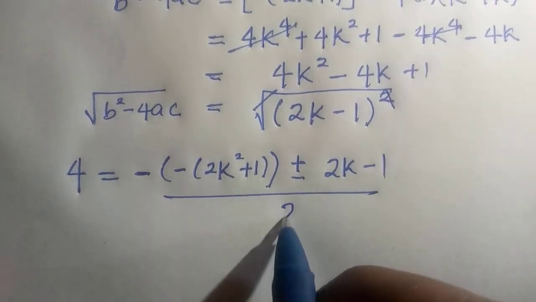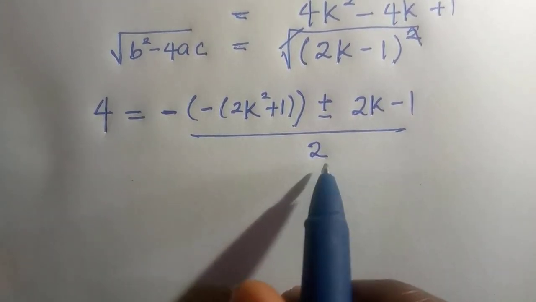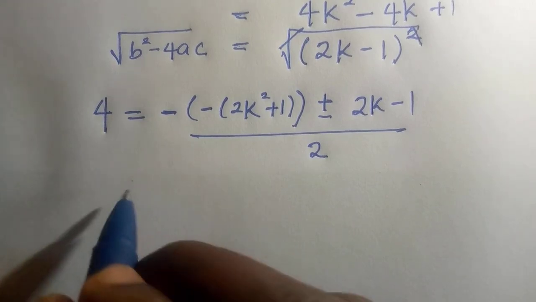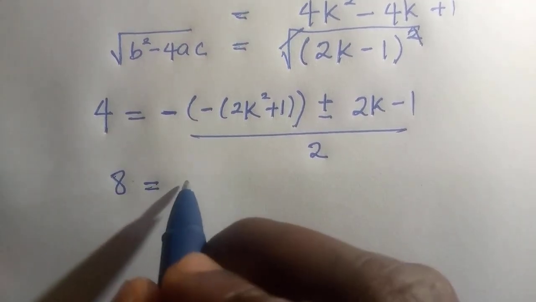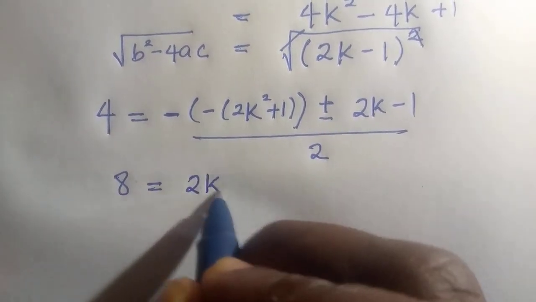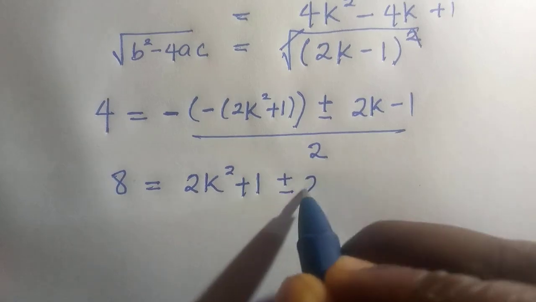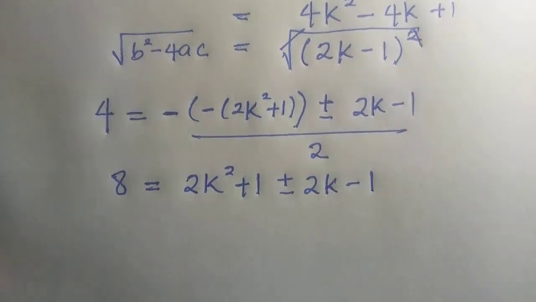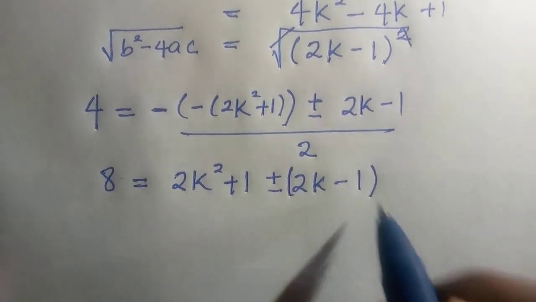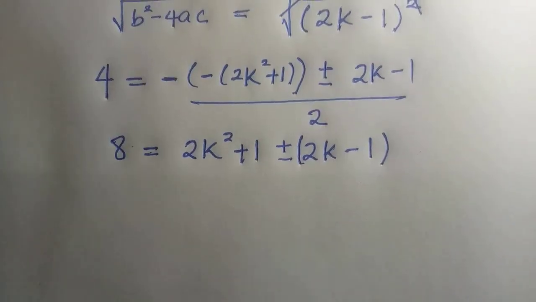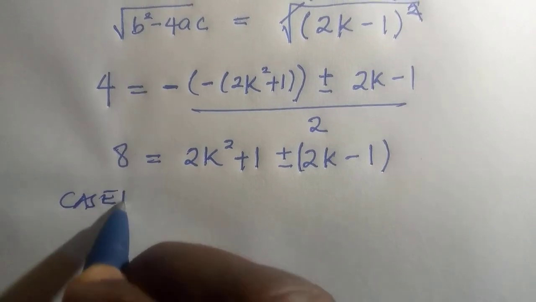Everything divided by 2. So by cross multiplying, 2 multiplied by this, what we are going to have here is 8 equals, minus times minus becomes plus, 2k^2 + 1, then plus or minus (2k - 1). So there are two different cases here. It is better I put this in brackets. So there are two cases. The first case is we consider the plus. So let's write case 1.